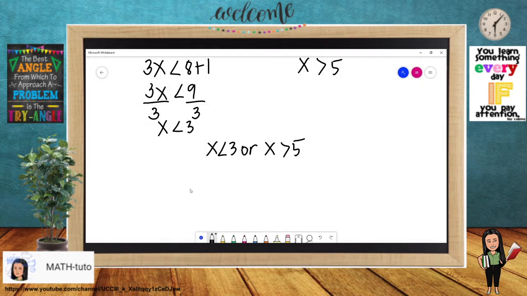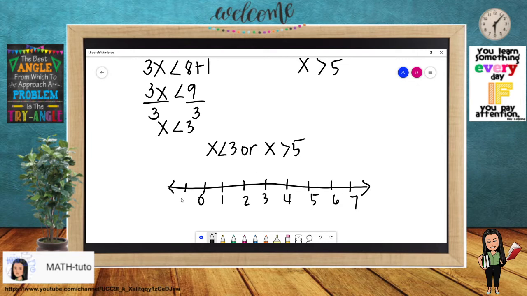Okay? Graph muna natin. Dito na lang yung 0. Ay, sorry. Positive. So, 1, 2, 3, 4, 5, 6, 7. For the first one, it is x less than 3. So, we start from 3. Less than, 3 is not included. Open circle. Less than, we shade to the left.